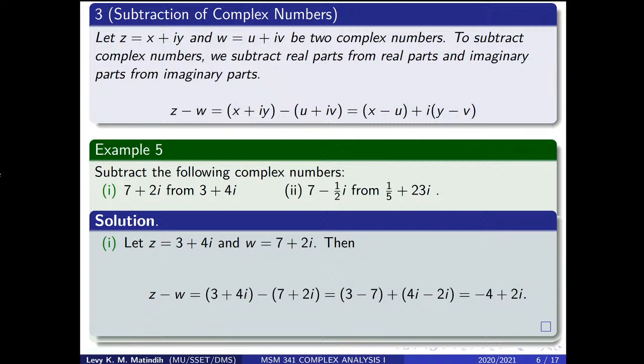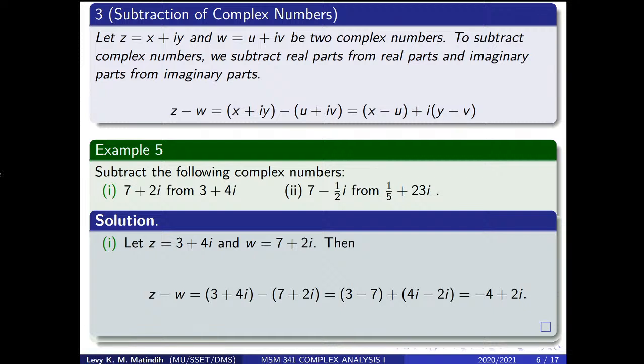So let's label these complex numbers in Roman numeral 1. Let z be equal to 3 plus 4i and w be equal to 7 plus 2i. Then z minus w is equal to 3 plus 4i minus (7 plus 2i). So we subtract the real parts together, 3 minus 7, plus the imaginary parts together, 4i minus 2i. So 3 minus 7 gives us negative 4, and 4i minus 2i gives us positive 2i.